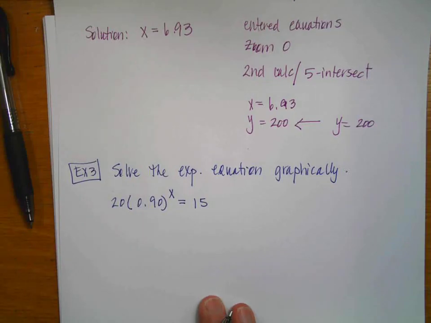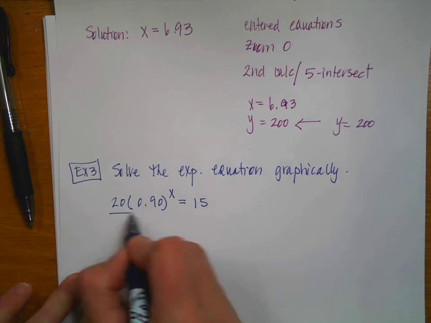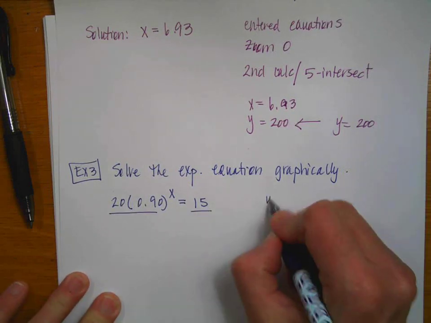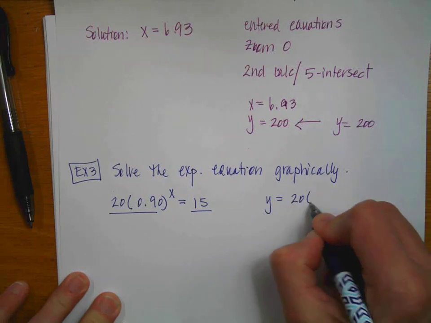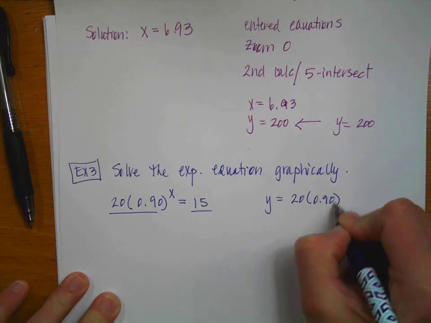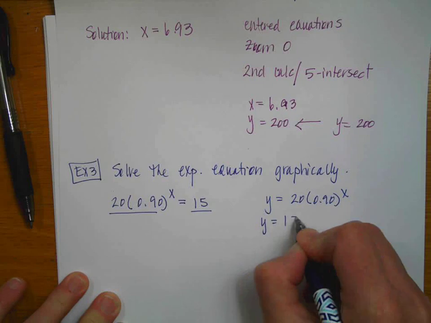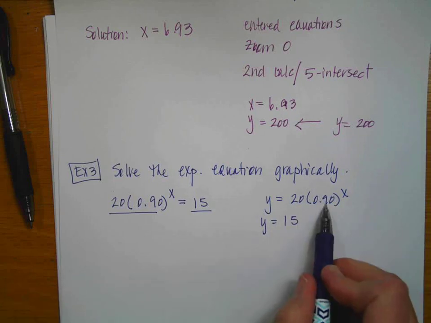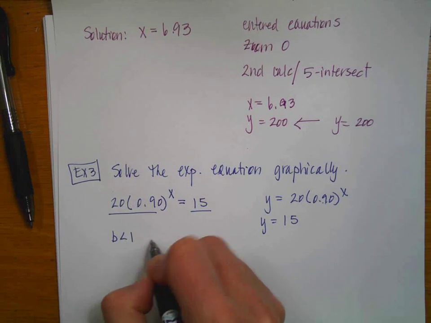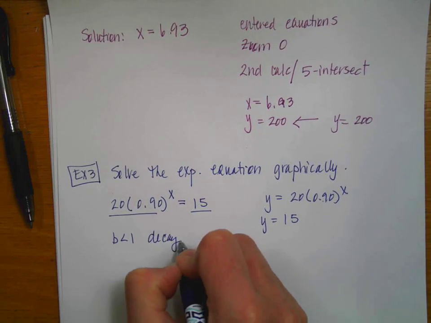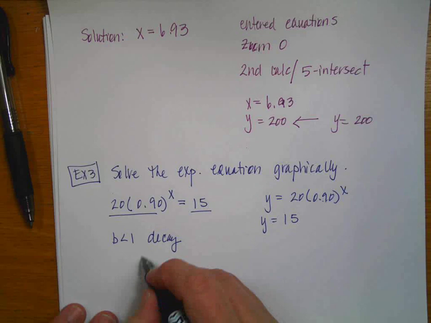So to solve this problem, the first thing that I'm going to do is enter my two equations. So this is 1 and this is 1. So I'm going to enter y is equal to 20 times 0.90 raised to the x, and y is equal to 15. Notice that the b is less than 1. B is less than 1, so this is going to be a decay problem.